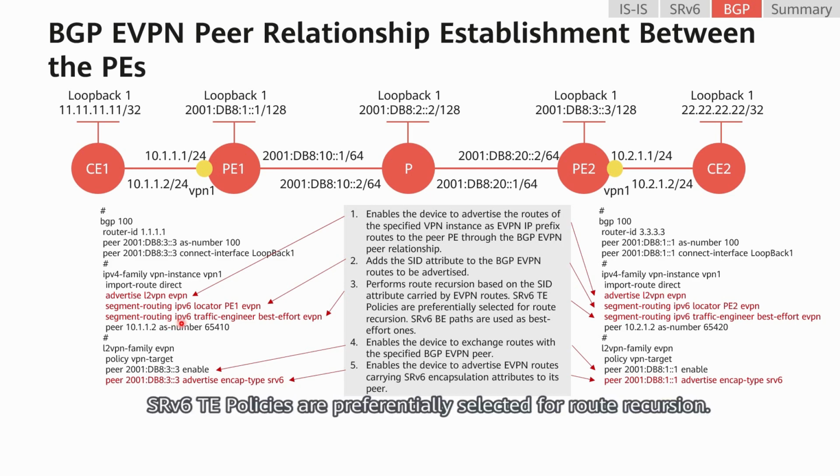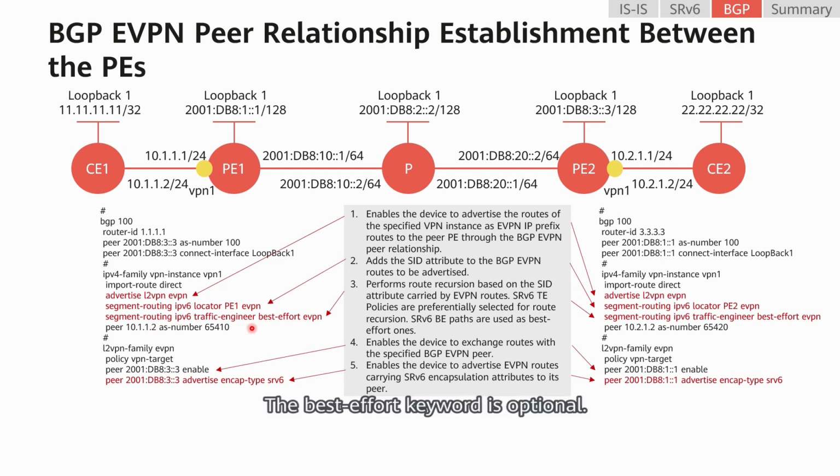SRv6 policies are preferentially selected for route recursion. The best-effort keyword is optional. If SRv6 BE is configured on the network, SRv6 BE paths can be used as best-effort ones in the case of SRv6 policy failures. The last command is used to enable the device to advertise EVPN routes carrying SRv6 encapsulation attributes to its peer.